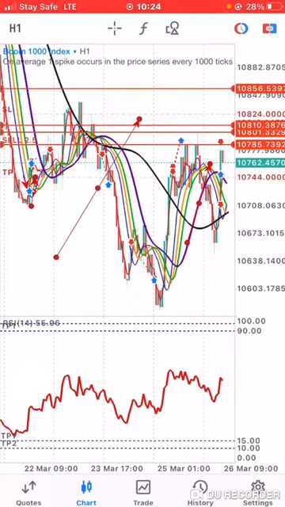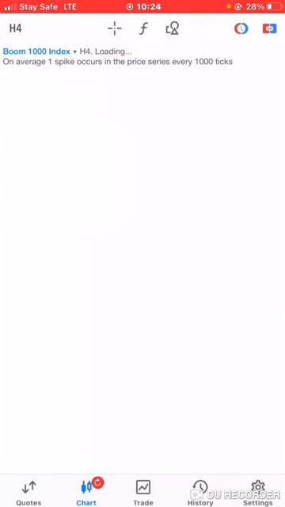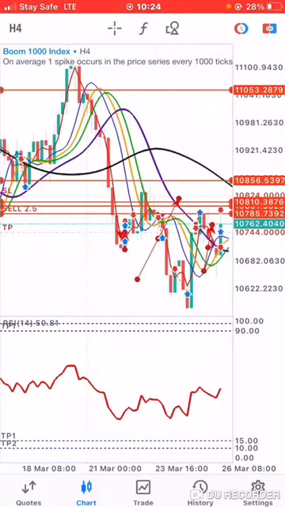So let me check the 4 hours chart. What is the 4 hours chart telling us? The 4 hours chart is giving us a strong rejection from an area of value. Look at it here, a strong rejection from this point. See, this is a green candle, but see the rejection. The rejection is absolutely much.